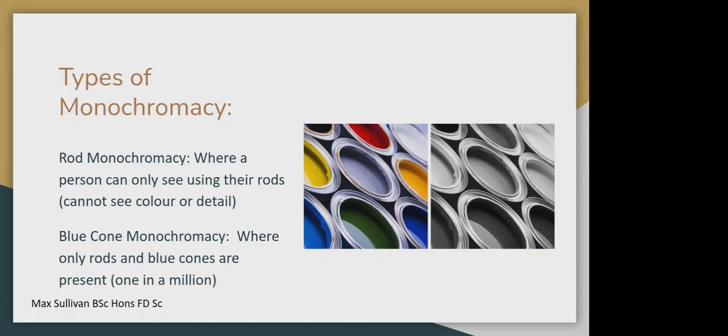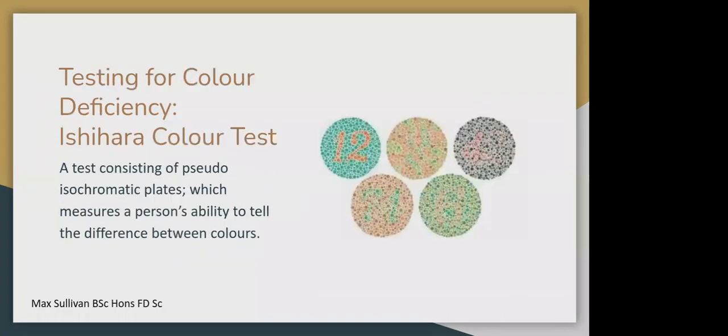And actually, we'll be moving on to that in just a second, talking about how we can pick up on these things in practice. So we'll move on from monochromacy onto the testing for color deficiency itself. Now, we're only going to discuss one way of testing for color deficiency, but it's probably one of the more common types, the ones that you'll see in practice more often than not. Okay, and this is known as the Ishihara color test, and it's like a booklet of color plates which measures a person's ability to tell the difference between colors.